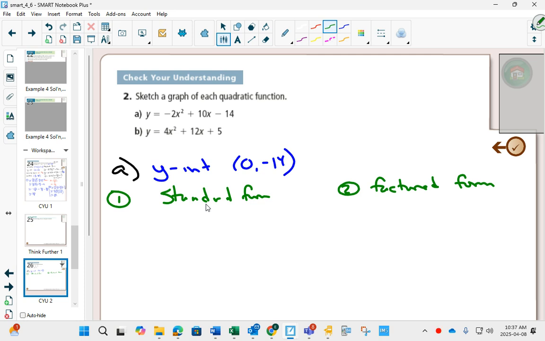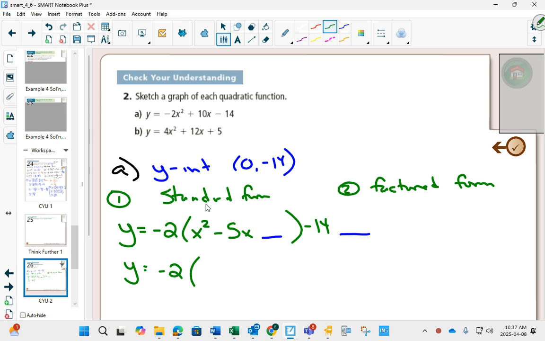But since this was in the factored form part of our notes, I'm kind of thinking it's probably going to work as well. But let's look at standard form. So how do we do standard form again? We factor out the a value out of the first 2 terms. Leave the minus 14 there, add a space. Complete the square.